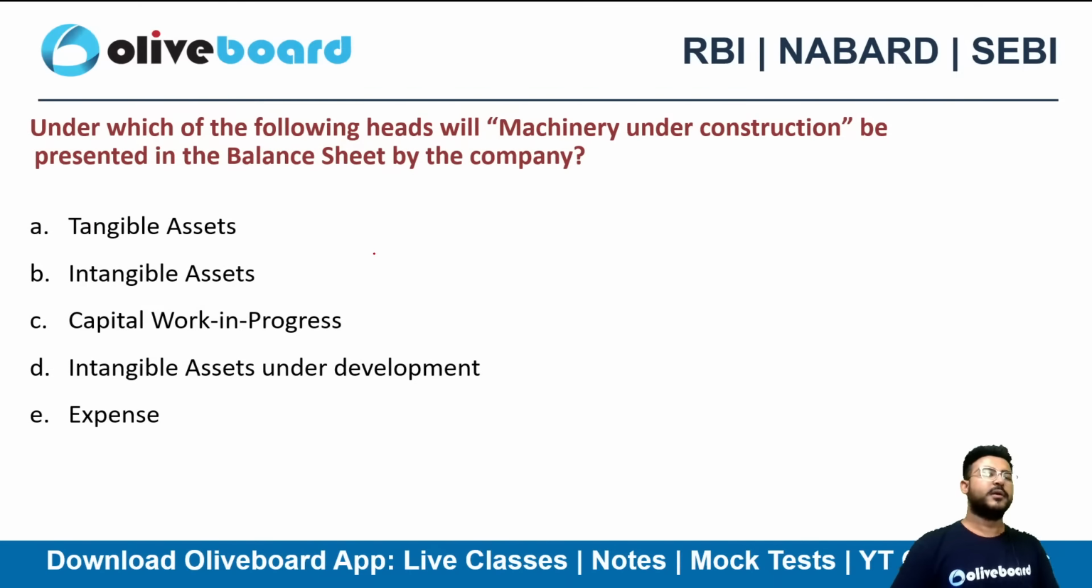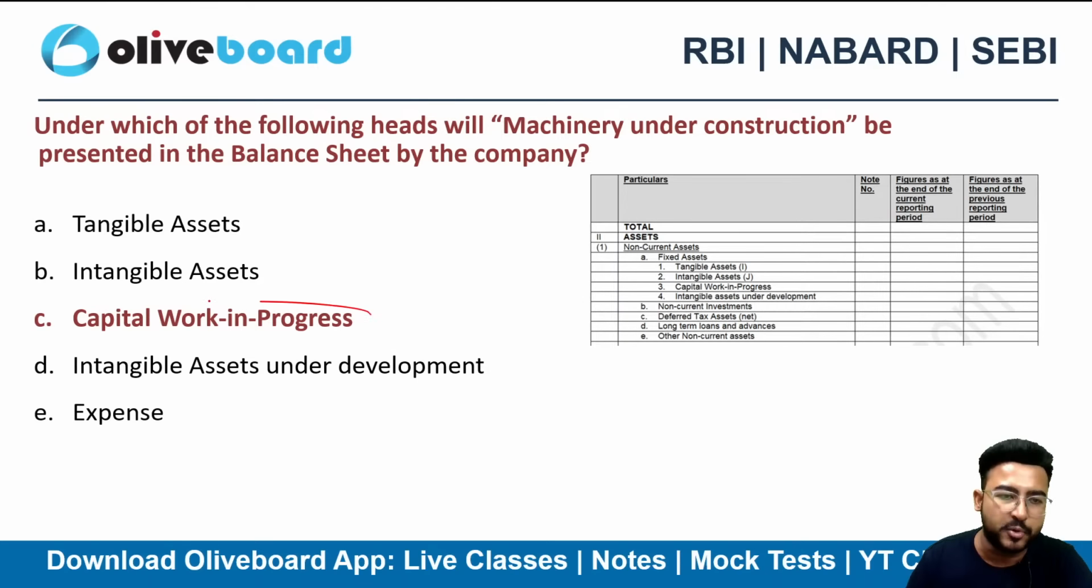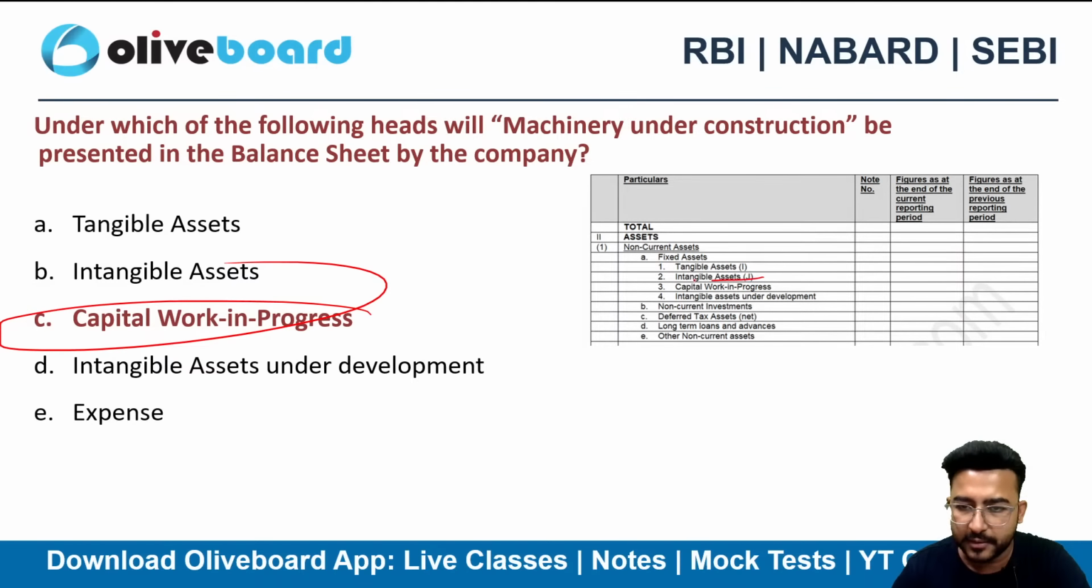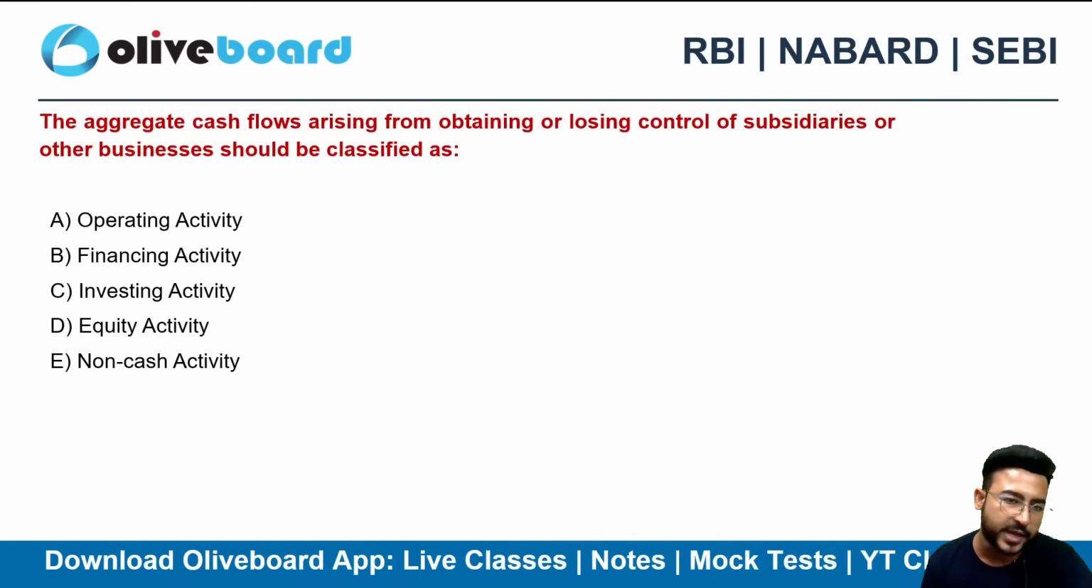Next one. Under which of the following heads will machinery under construction be presented in the balance sheet of a company? So we'll be presenting it in the capital WIP section of the balance sheet, right? This is a fixed asset, but as of now I cannot call it a fixed asset because it is still under construction. That's why I'm showing it as capital WIP.